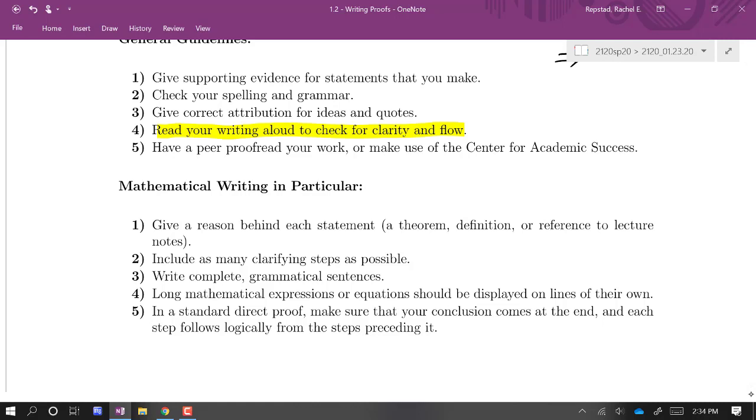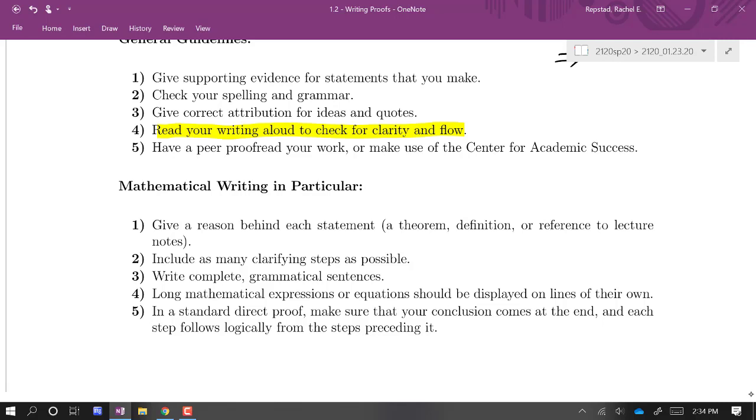I always include as many clarifying steps as possible. Like, I err on the side of including more detail than less. Because when you're writing something, and I would say this is good advice for writing in any class, don't make the reader do all the work, right? You want to make the reader do as little work as possible, and you're just sort of guiding them through, right? Walking them through your argument. So I err on the side of including more details than less.